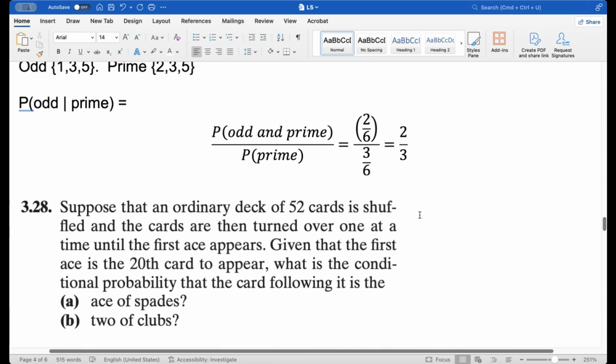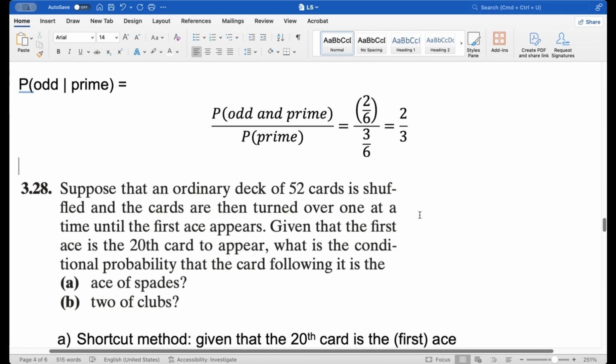All right, we're going to look at part A of one of these textbook exercises, 3.28.